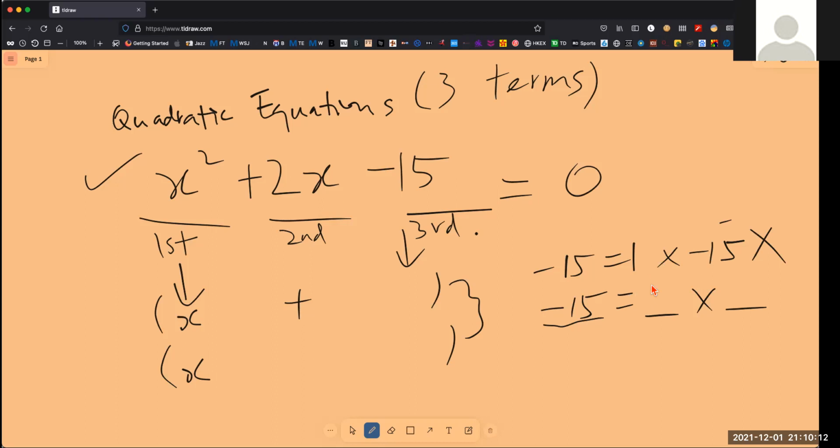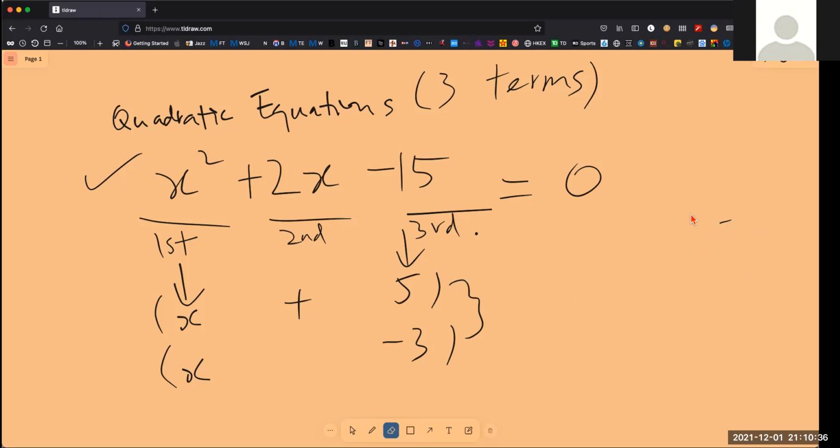5 times negative 3, nice. So 5 times negative 3. Why 5 times negative 3? Can you see that if you put 5 here and negative 3 here, and you multiply these two together, you are going to get the plus 2x.